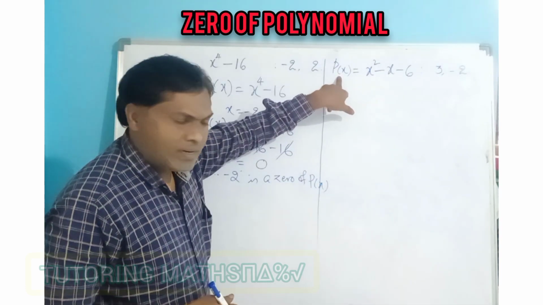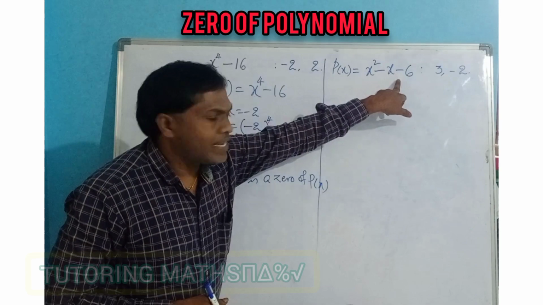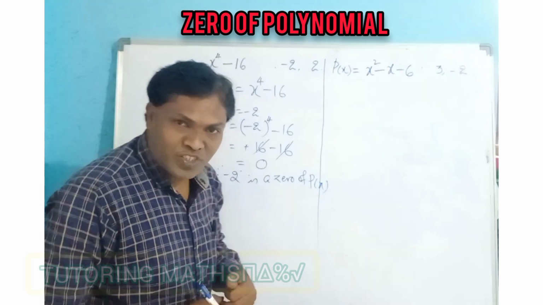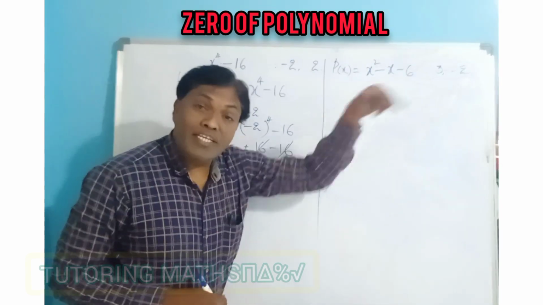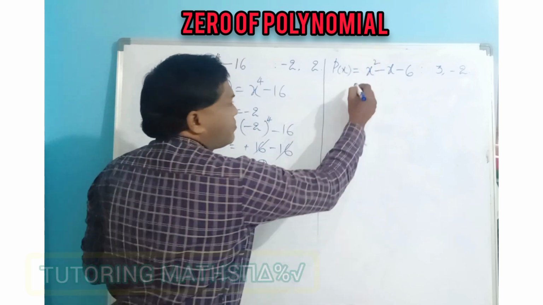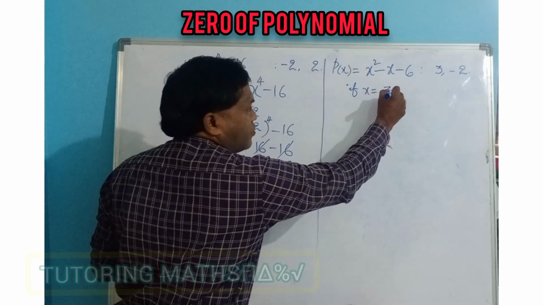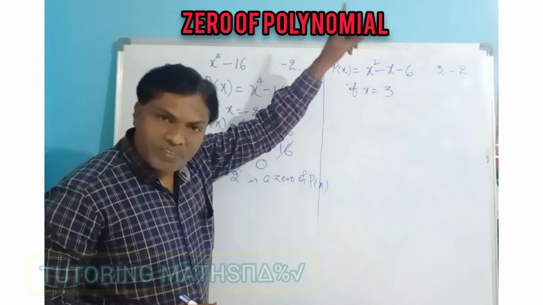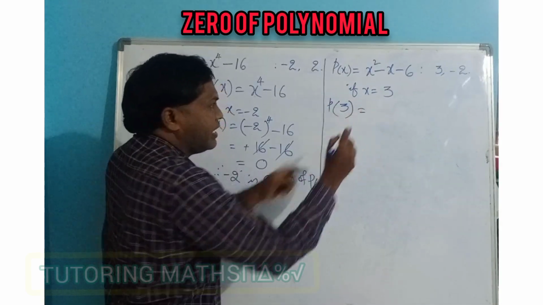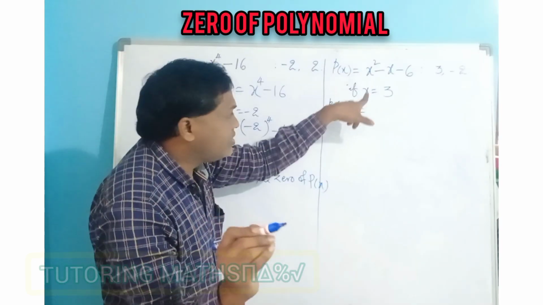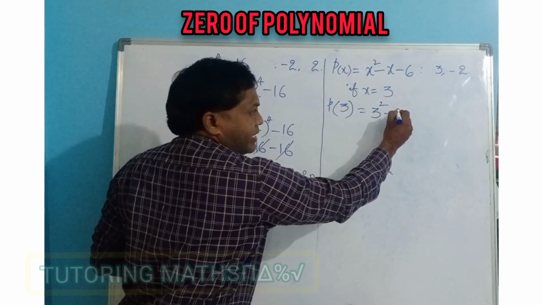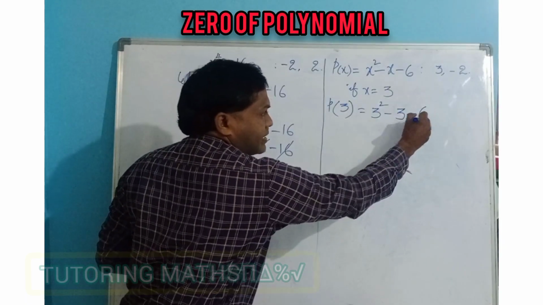Here, the polynomial p of x is equal to x square minus x minus 6. Let us verify whether 3 and minus 2 are zeros of the polynomial or not. Let us take the first value. If x is equal to 3, now you go for substitution of 3. In place of x, just put 3. x square is 3 square, minus x, which is 3, minus 6.